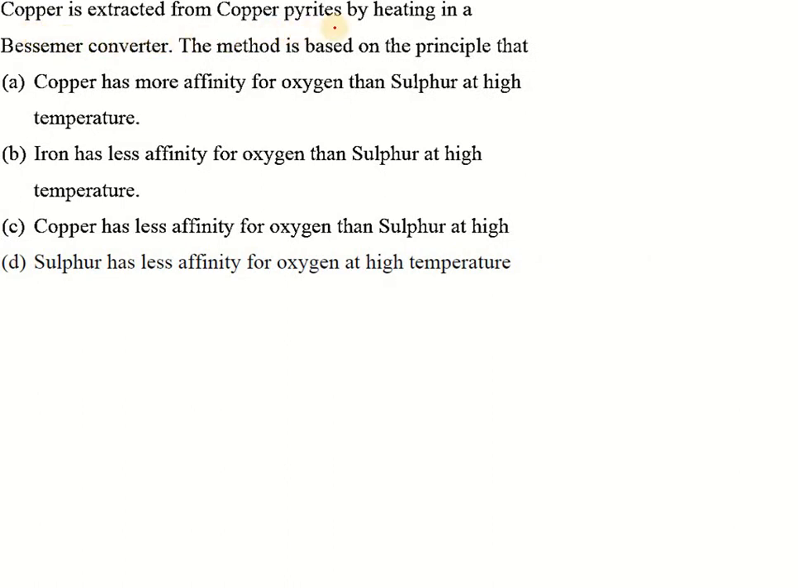Copper is extracted from copper pyrites by heating in a Bessemer converter. The method is used on the principle that copper has more affinity for oxygen than sulfur at high temperature. Iron has less affinity for oxygen than sulfur at high temperature. Copper has less affinity for oxygen than sulfur at high temperature. Sulfur has less affinity for oxygen at high temperature.